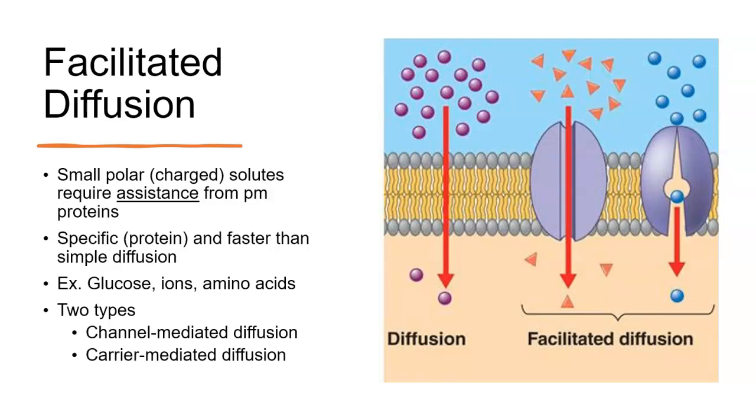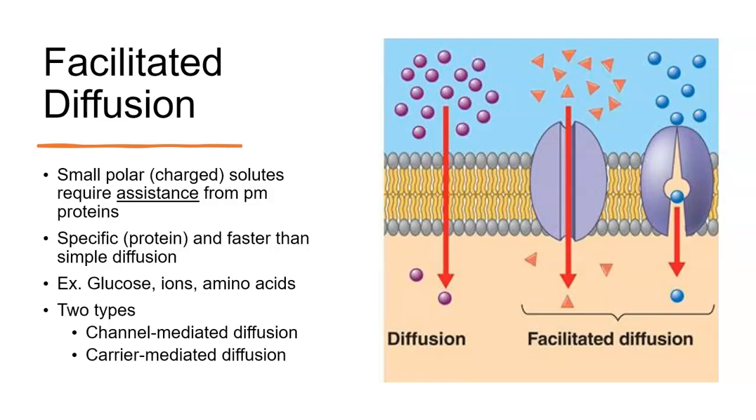Now, these proteins are very specific, so they only allow one type of molecule or ion to cross, and that is the only thing that can use that protein. So some examples of this are glucose, ions, and amino acids. Now, there are two types of facilitated diffusion.